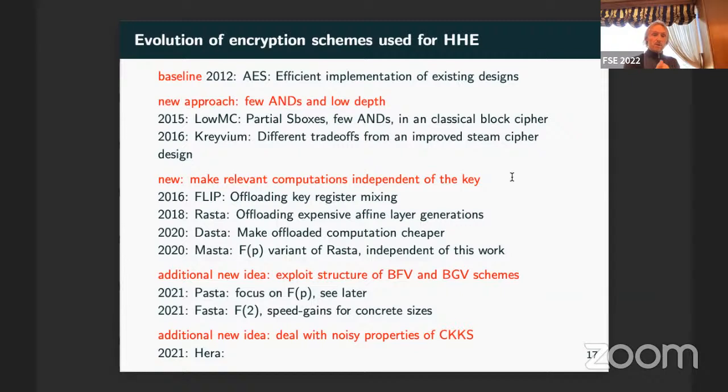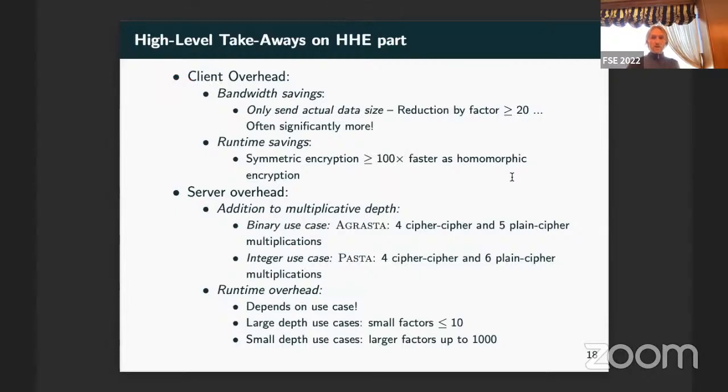A different support of this idea for a different type of homomorphic encryption scheme, namely CKKS, which is useful when you want to support machine learning use cases, because there you're naturally dealing with uncertainty and noise, and you can work over the reals. And there, a new design from a group last year called Hera was the first to show how this can work. And this is also a very interesting line of work that I like. So I will not go into any specific details of those designs here anymore.